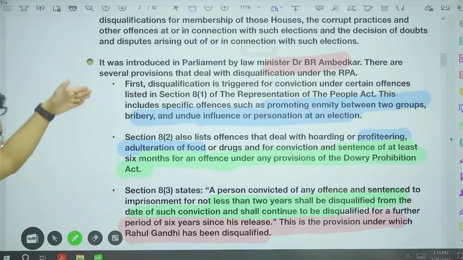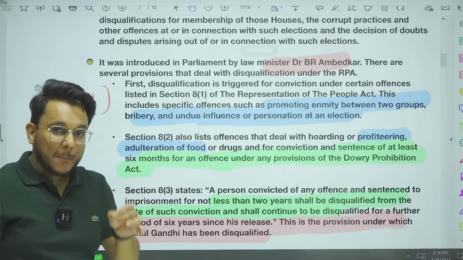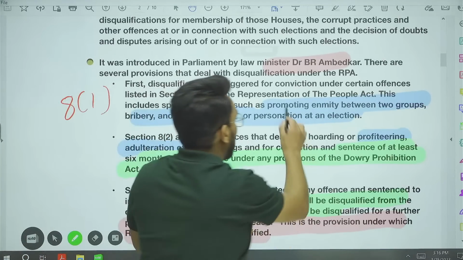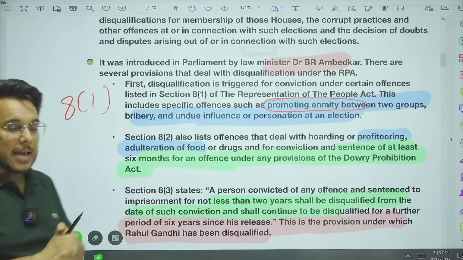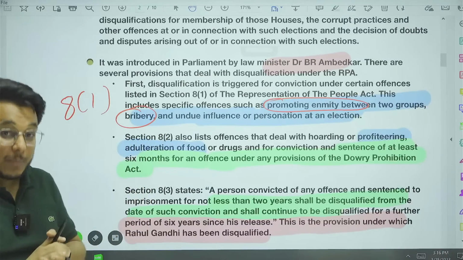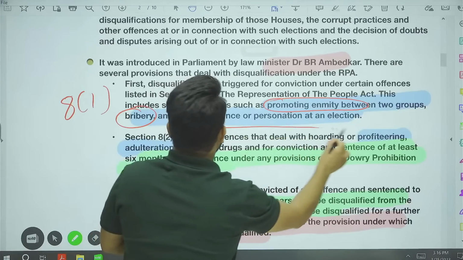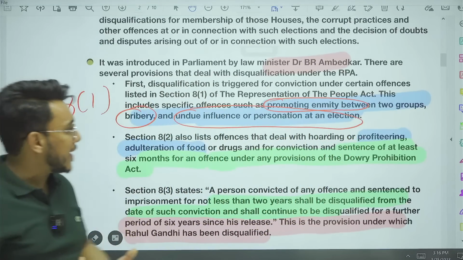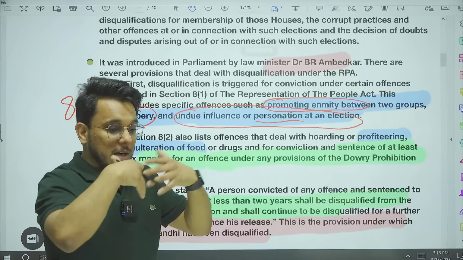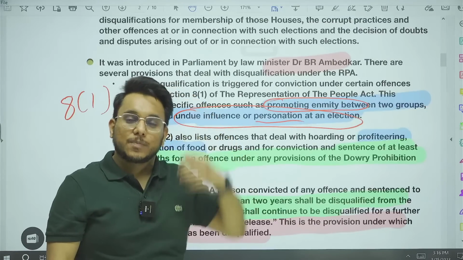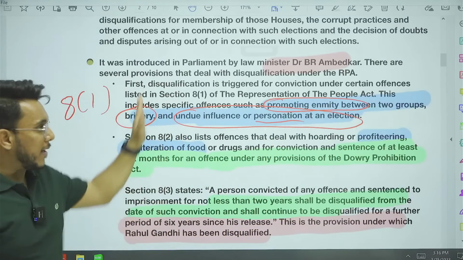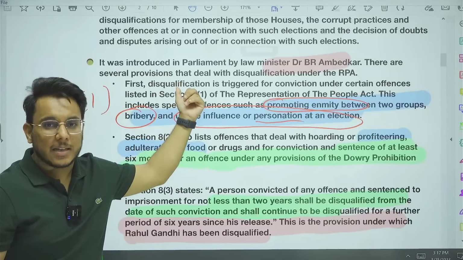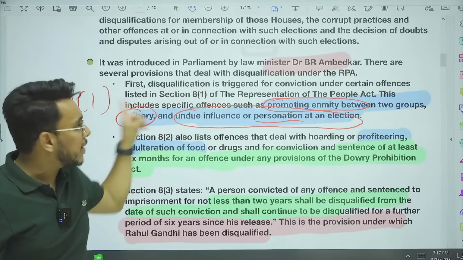Now, first of all, guys, we have Section 8 subclause 1. It disqualifies an MP if the MP has been convicted of promoting enmity, promoting hatred between groups. If he is found to be involved in an act of bribery, then he can be disqualified. If he has carried out undue influence, tried to influence the elections, or carried out personation of another person. Suppose I am Mr. A, but I show myself as Mr. B, that is personation. Then the person can be disqualified. This provision is not applicable in the case of Mr. Rahul Gandhi. So his disqualification has not happened under Section 8 subclause 1.